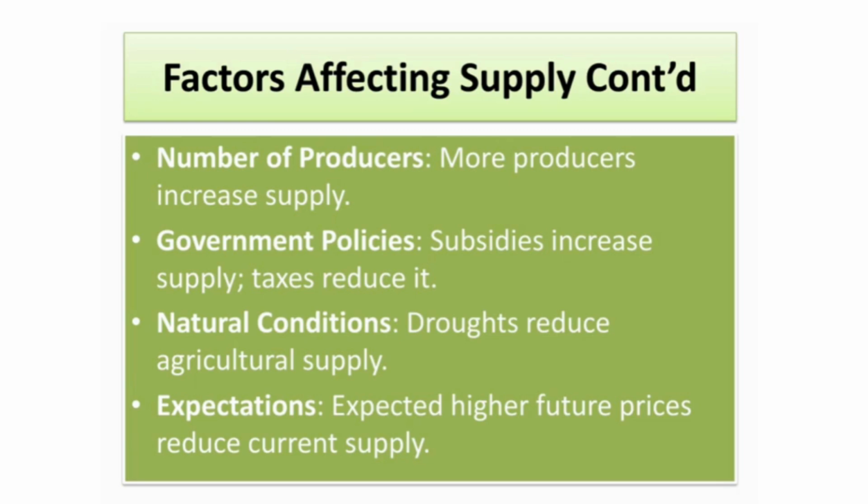Natural condition is also another factor. It could be sufficient rain for farmers to produce, or drought that could even impact agricultural supply negatively. So this could cause an increase in agricultural supply or a decrease. Exploitation also affects supply of goods and services from the producer end.